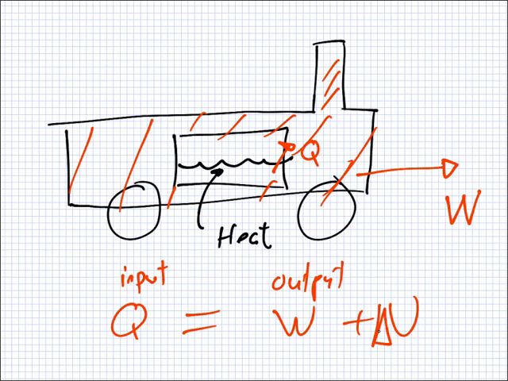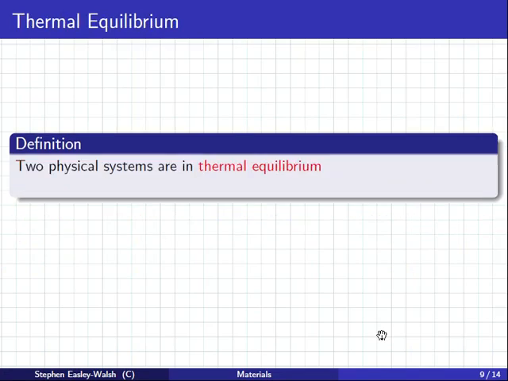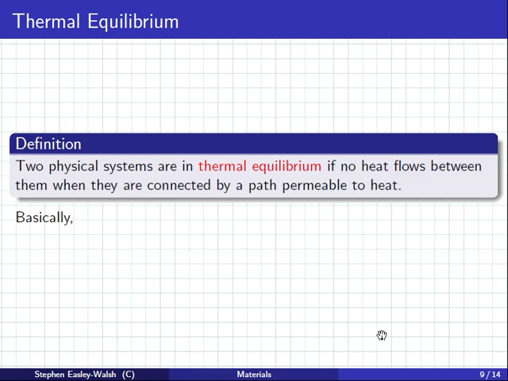Now, we'll talk more about this in a minute. Before we do that, some definitions. Two physical systems are in thermal equilibrium. What does that mean? Basically, they have the same temperature, which can be said in a more fancy way: no heat flows between them when they're connected by a path permeable to heat. What the heck does permeable to heat mean?